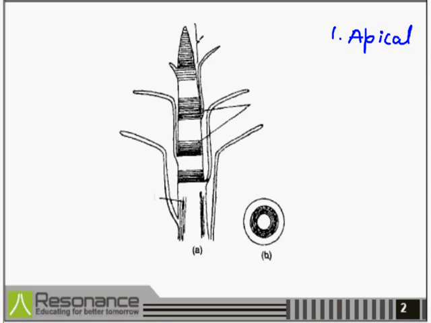This is the diagram of a plant shoot. This is the apical part of a plant shoot in which the apical meristem is present. It is responsible for the growth of the apical part of the plant body, or the apical shoot of the plant body. This region is responsible for the length of the plant body.